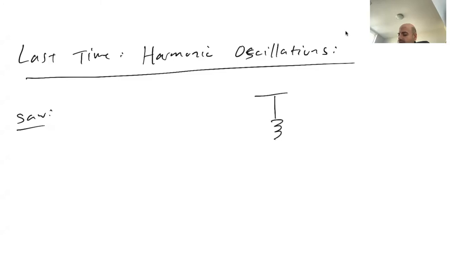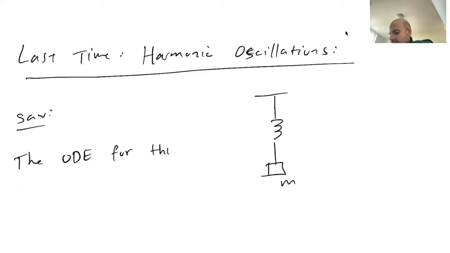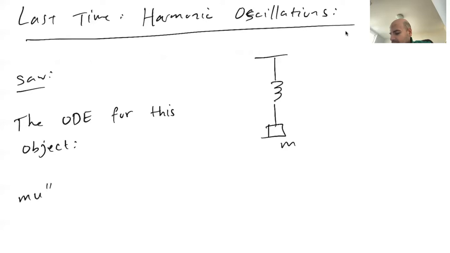Let's say if this is our spring and we attach this object with mass m, then the ODE that this object should satisfy can be written in this form. The ODE for this object can be written as mu double prime plus gamma u prime plus ku equals capital F of t.